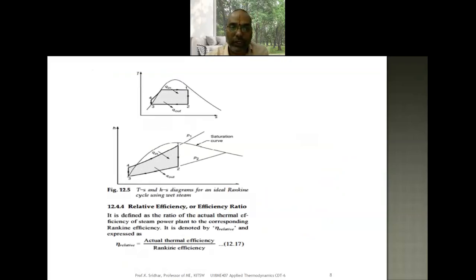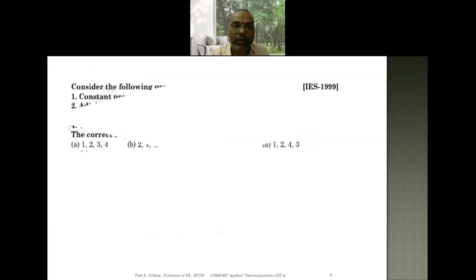So this is the representation of the Rankine cycle using wet steam. I've already told you that wet steam means it has some dryness fraction value, so here you can find the dryness fraction value at point number 1. Similarly, another performance parameter is known as the relative efficiency, also known as the efficiency ratio, which is defined as the actual thermal efficiency to the Rankine efficiency.